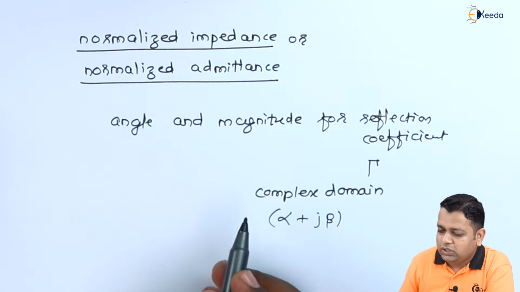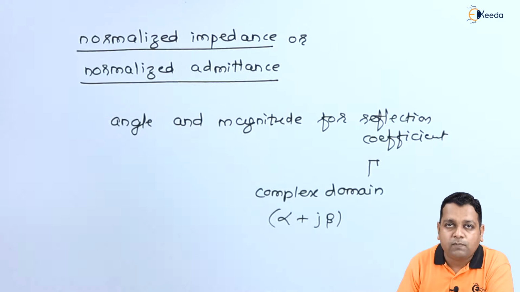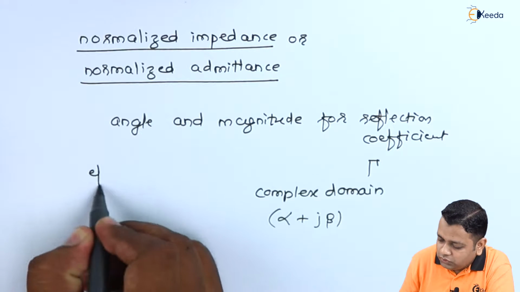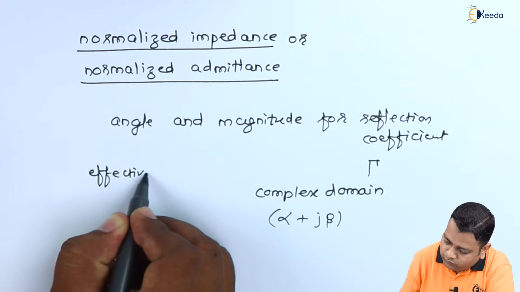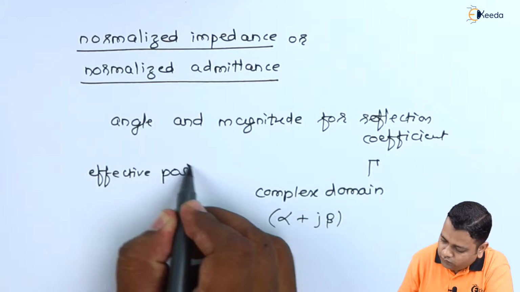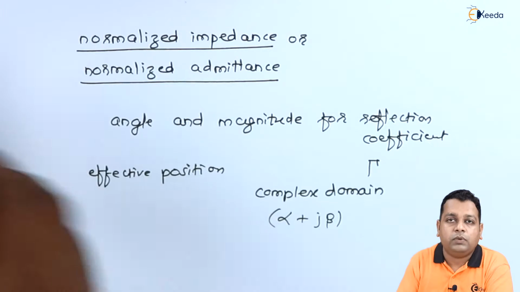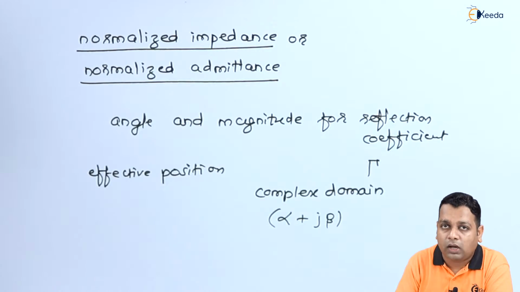In addition to this, a simple rotation of the chart can give us the effective position on the transmission line where we are performing the measurements.